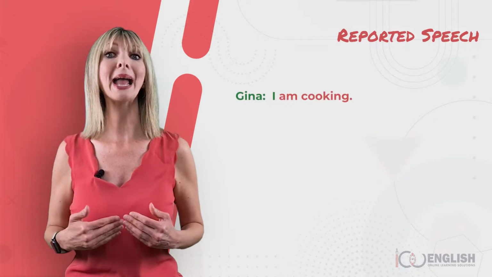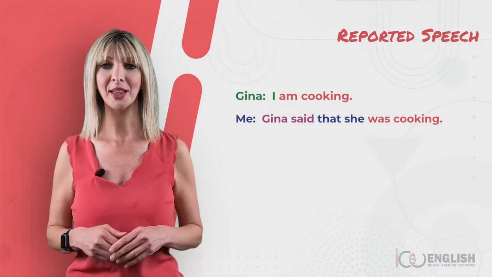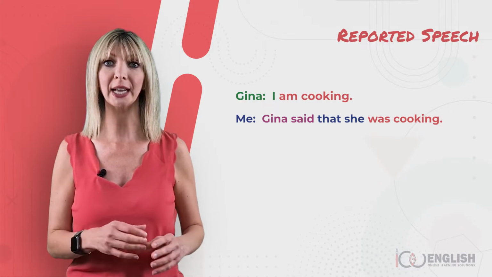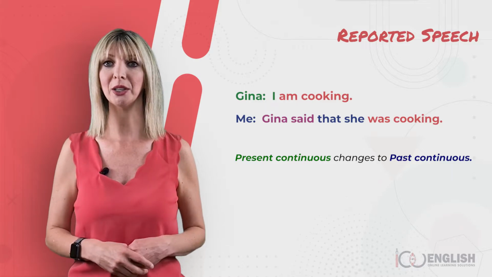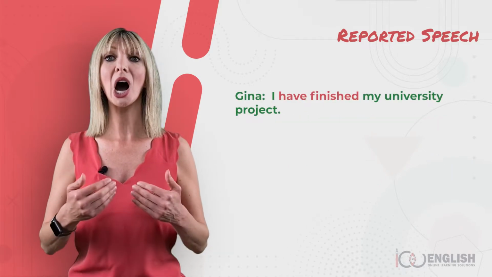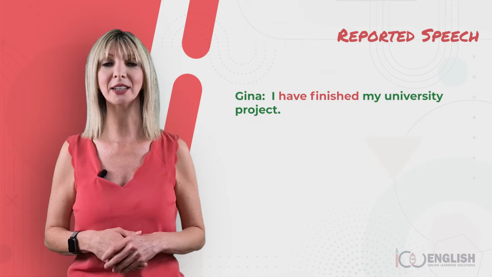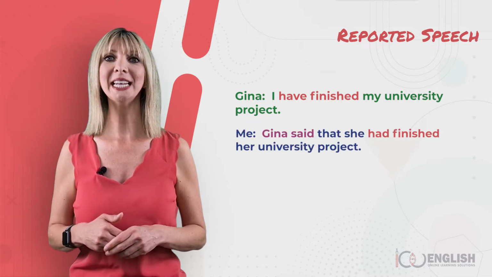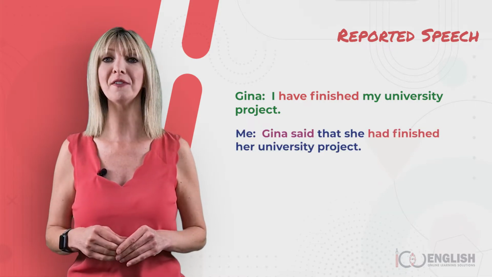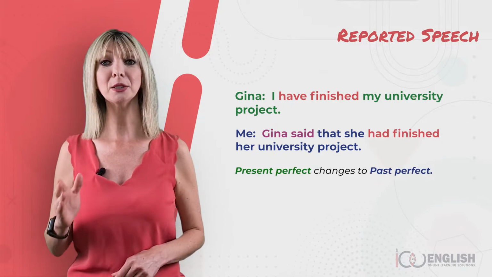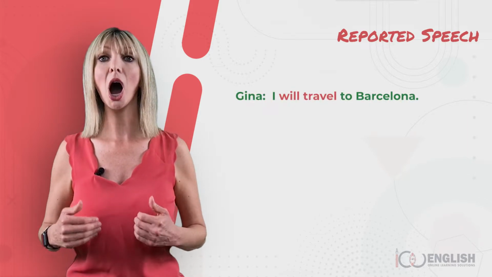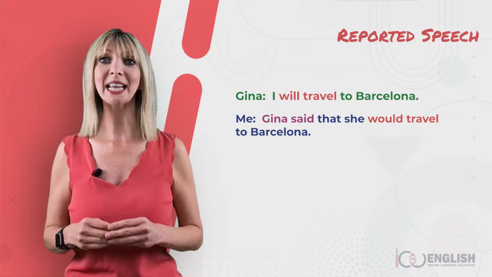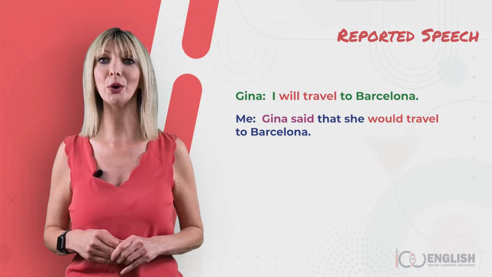Gina: I am cooking. Me: Gina said that she was cooking. Present continuous changes to past continuous. Gina: I have finished my university project. Me: Gina said that she had finished her university project. Present perfect changes to past perfect. Gina: I will travel to Barcelona. Me: Gina said that she would travel to Barcelona.